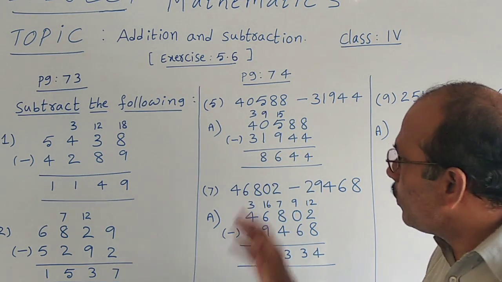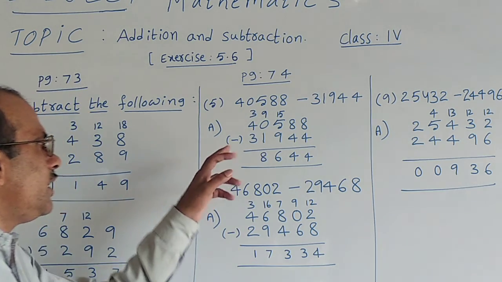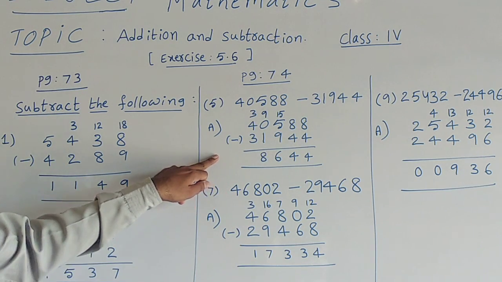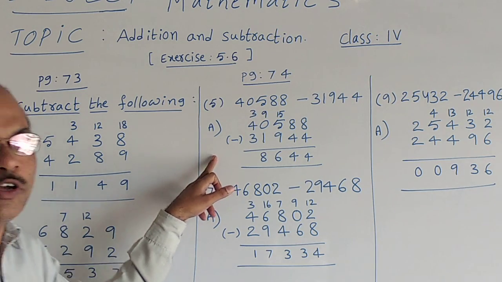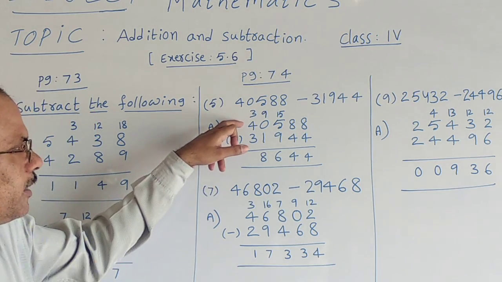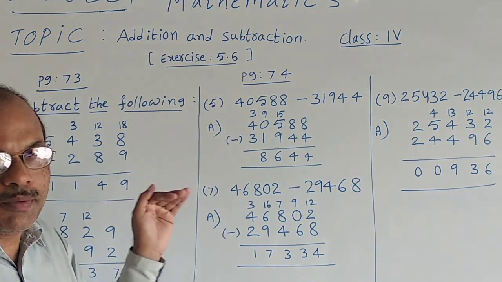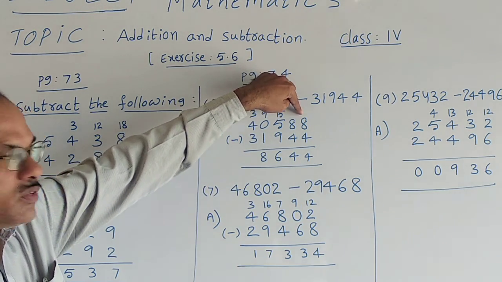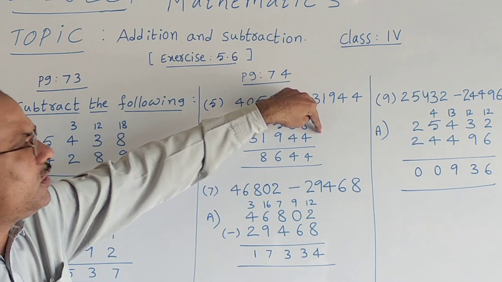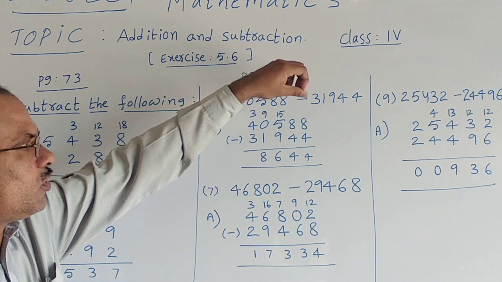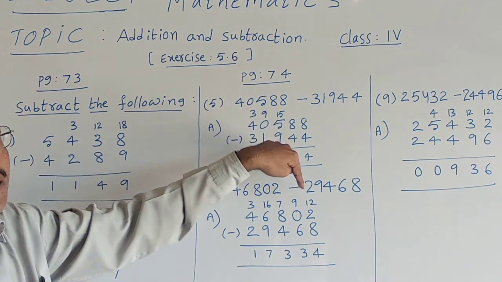Yes? Then we'll go to page number 74. We'll see those sums which are related to borrowing. Wherever borrowings are needed, there we will do the borrowing part. Now see here, the bigger number and smaller number are arranged in the correct order to subtract. Now 8 minus 4 is possible because 8 is bigger and the 4 below is smaller, so we cannot take any borrow here. So 8 minus 4 is directly written as 4.